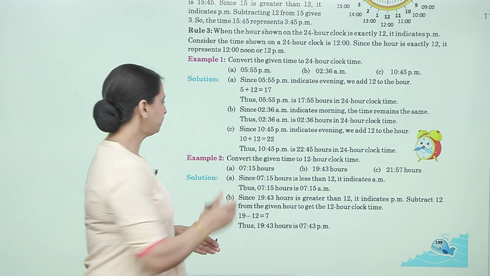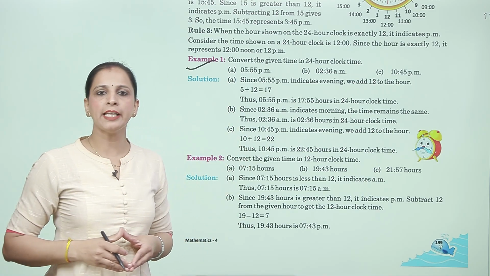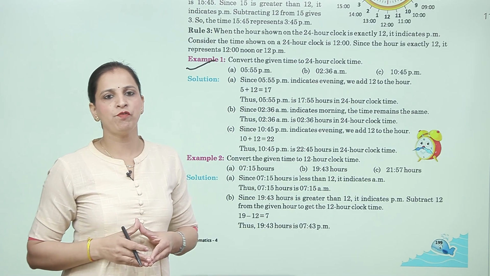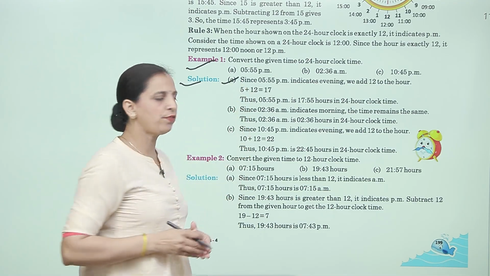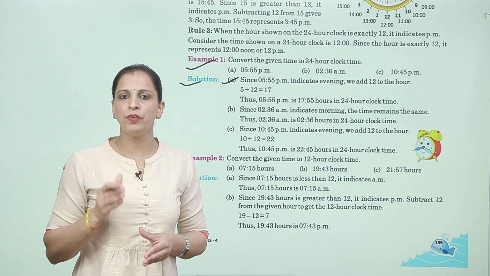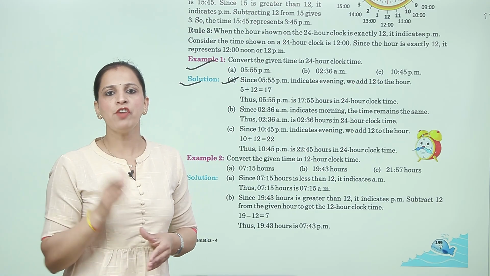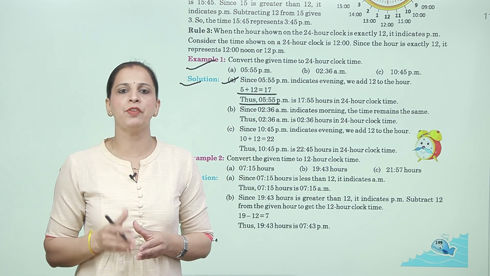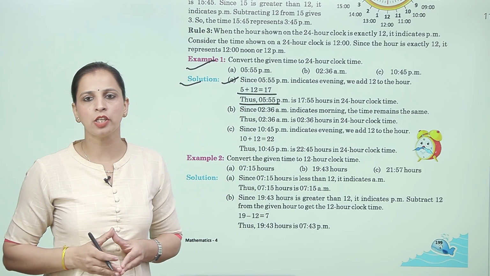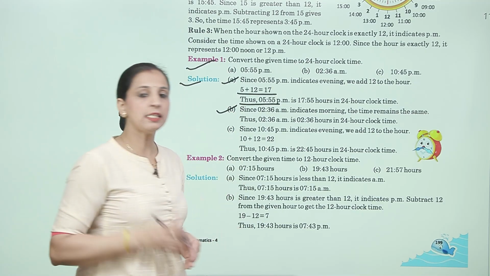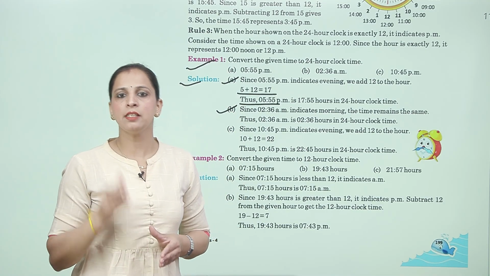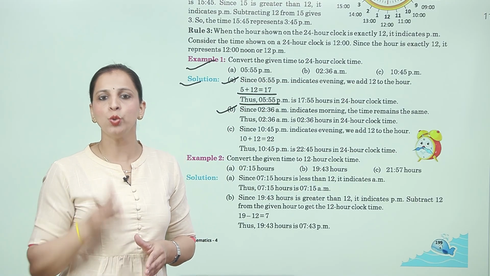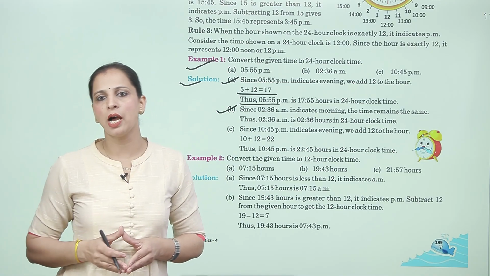Now, example 1. Convert the given time to 24-hour clock time. A. 5:55 PM. Solution. Since 5:55 PM indicates evening, we add 12 to the hour. 5 plus 12 is equal to 17. Thus, 5:55 PM is 17:55 hours in 24-hour clock time. Now, B. Since 2:36 AM indicates morning, the time remains the same. Thus, 2:36 AM is 2:36 hours in 24-hour clock time.